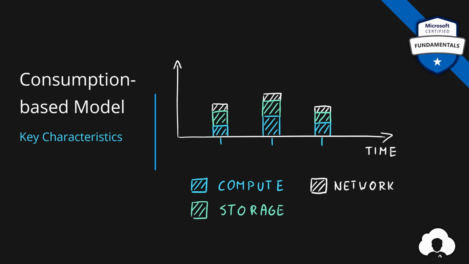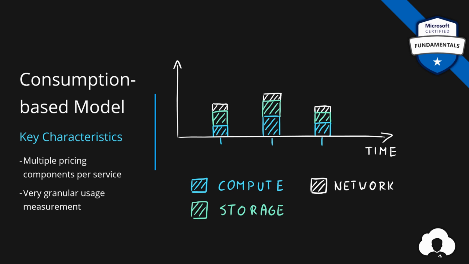Naturally, the amount of those factors is different per service, because there are different services and they have different complexity, because some services are easier to price, other are harder, but they are designed so that Microsoft can charge you appropriately to your usage. Therefore, in a consumption-based model, you have multiple pricing components per each service. Additionally, the charges are very, very granular. If you only use virtual machine for 20 seconds, you will only pay for 20 seconds of the usage.